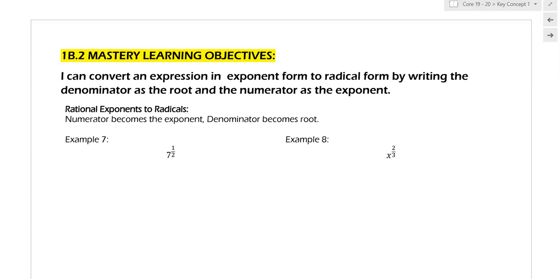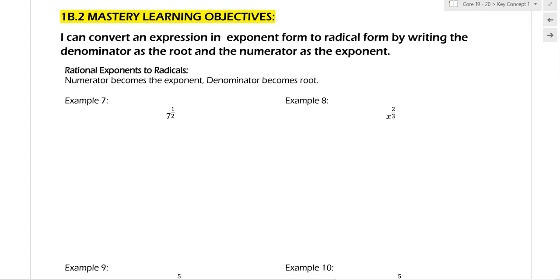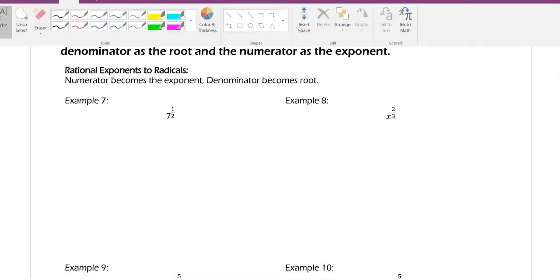Alright, we're now looking at 1B.2. I can convert an expression in exponent form to radical form by writing the denominator as the root and the numerator as the exponent. So really all we're doing here is switching back the other way. Again, numerator becomes the exponent, denominator becomes the root.